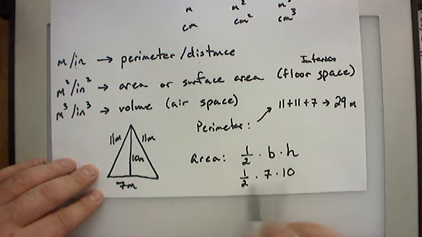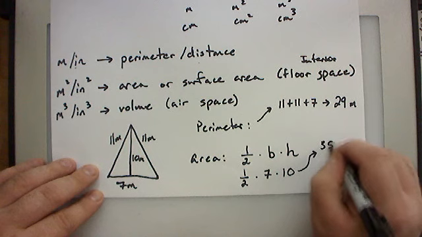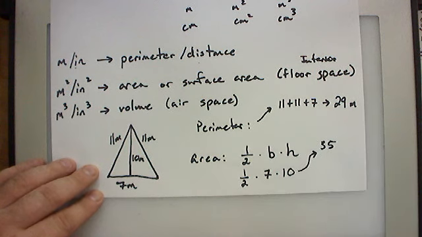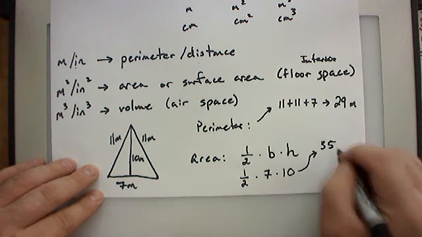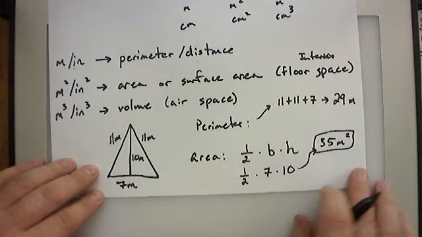And be clever here. 1/2 of 7 is some decimal number. But what's 7 times 10? 70, right? You can multiply in any order you want. So 7 times 10 is 70, and 1/2 of that is 35. 35 what? Well, this was area, so this would be 35 meters squared. All right, so just a quick geometry example.